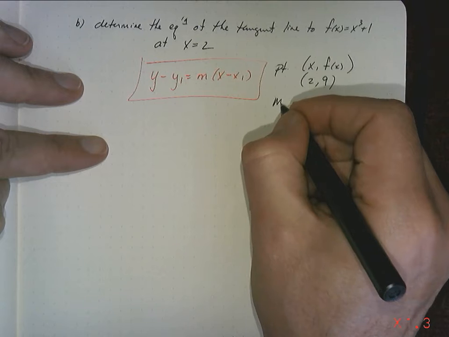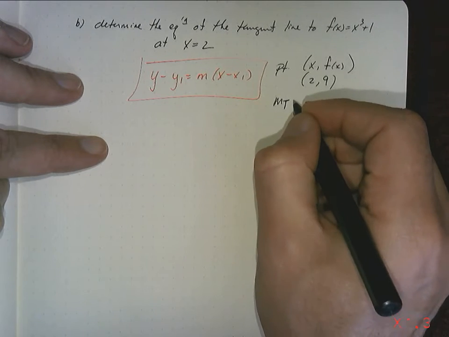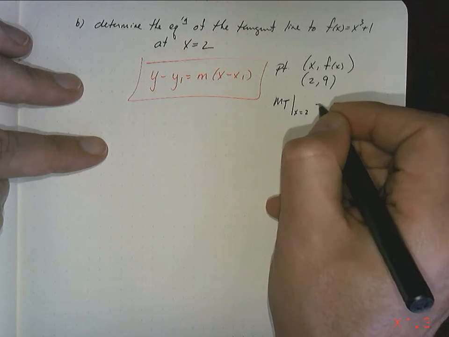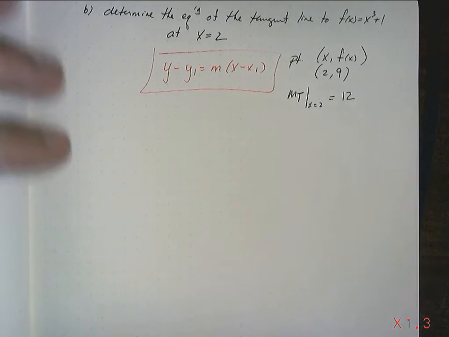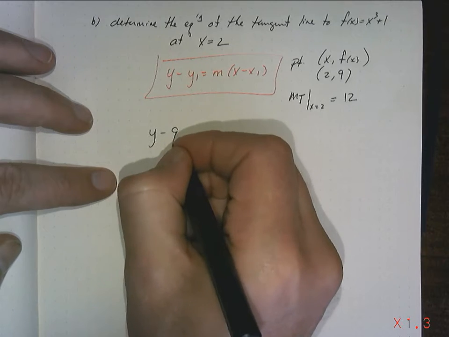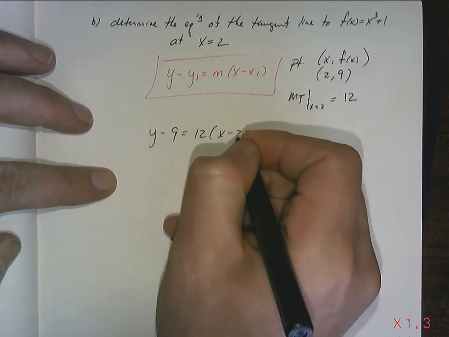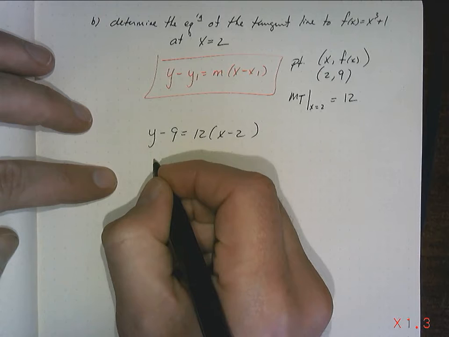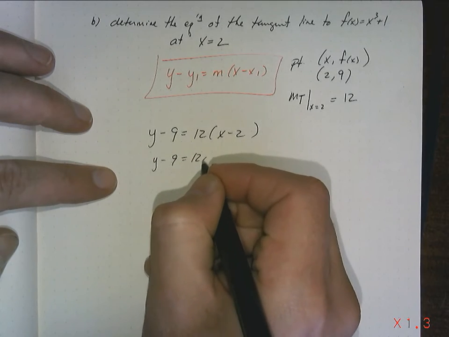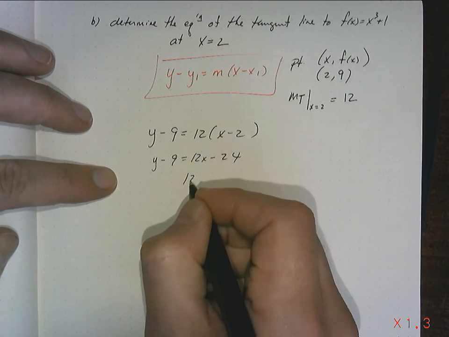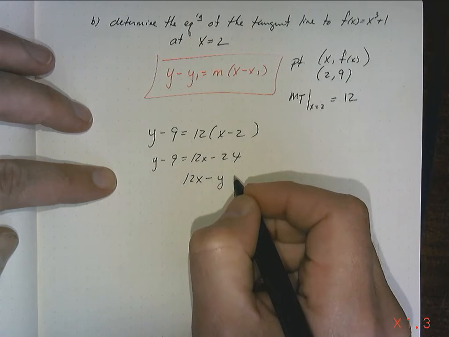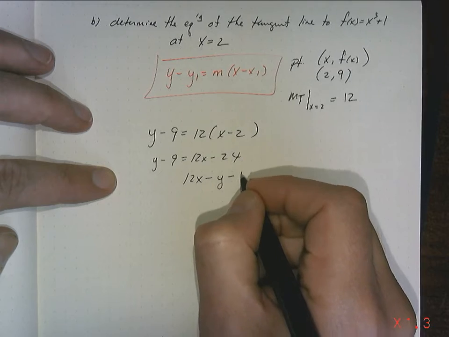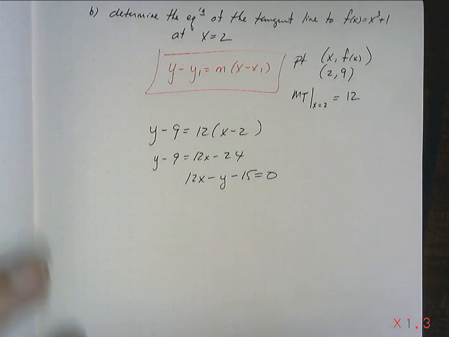I need a slope. We calculated the slope. The slope of the tangent line at x equals 2 was 12, was it not? Am I right? Okay, so we're going to get y minus 9 equals 12 times x minus 2. So now y minus 9 equals 12x minus 24. 12x minus y minus 15 equals 0.